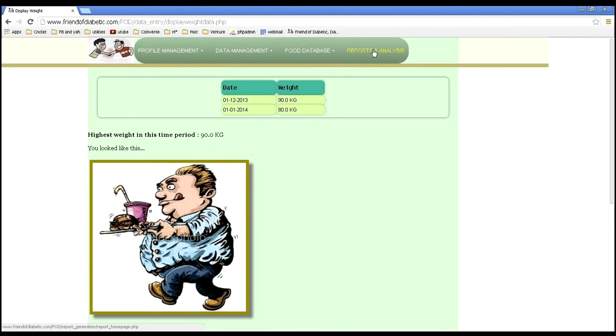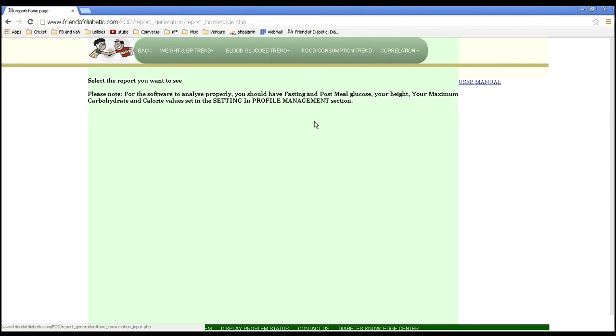Now let's go to the reports and analysis. For this, there is a menu button called reports and analysis. The moment I click this, I am taken to another page where I have weight and BP trend, blood glucose trends, food consumption trend, and correlations. If I select weight and BP, I have this weight trend which I can select.